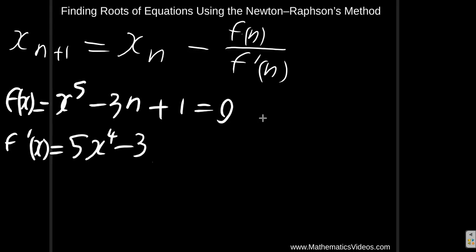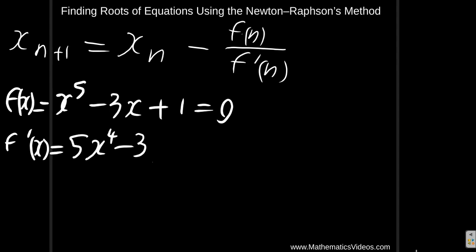We looked in a previous video at a solution for x to the 5 minus 3x plus 1 equals 0, and we found it. What we did was find a solution using the Newton-Raphson method.